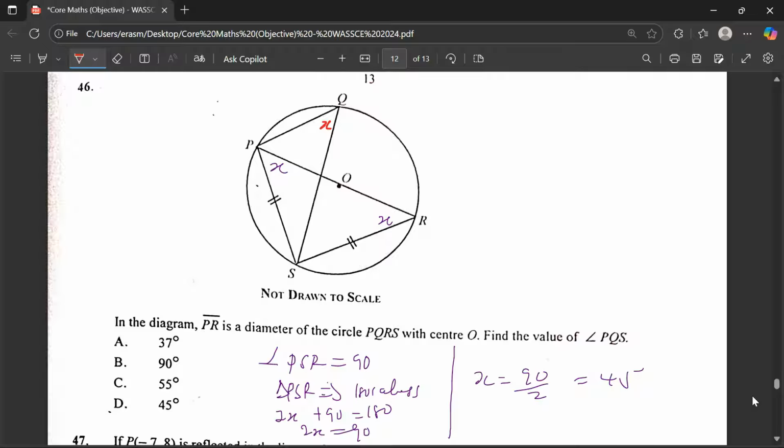In the diagram, PR is the diameter of the circle PQRS with center O. Find the value of angle PQS, this angle. Now, PR is a diameter, and this diameter subtends an angle at the point S, right? That means this angle formed will be 90 degrees.